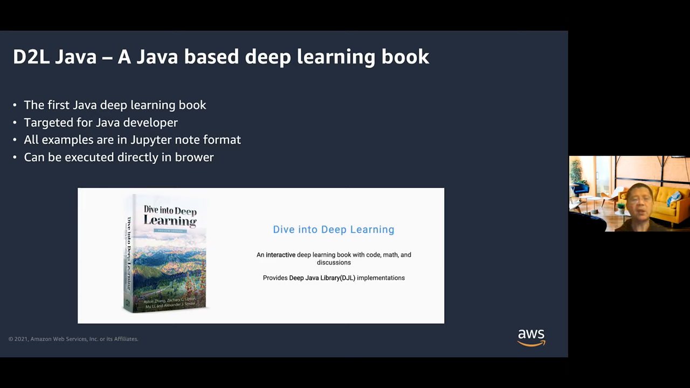So this book is targeted at Java developers, and all the examples are in Jupyter Notebook, and they are all live, and all the code you can directly execute. Deep learning is not just a framework. It's more than that. It requires a lot of ecosystem. So we built this book to allow Java users to leverage the power of Java to build deep learning.